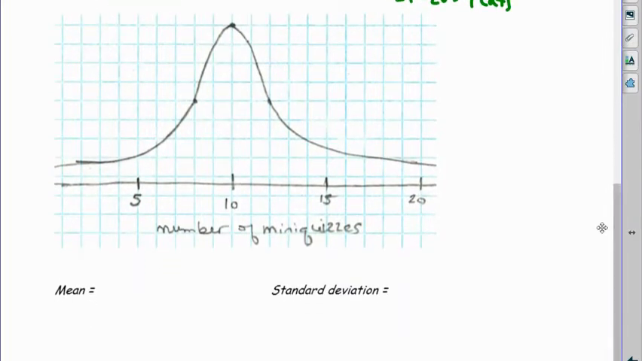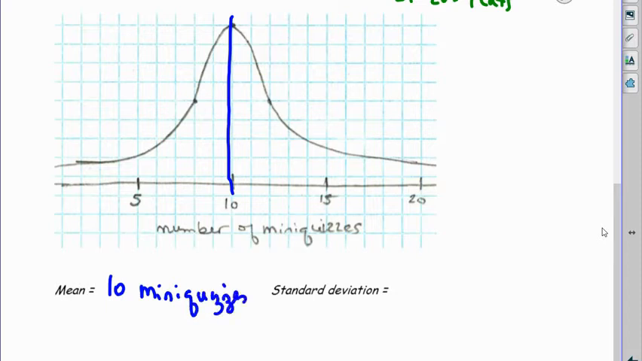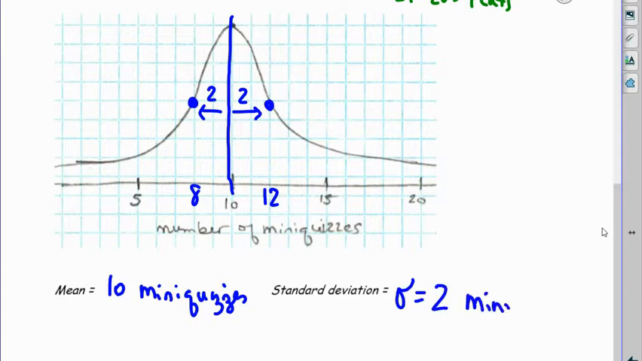And here's your number of mini quizzes coming up. I would say the mean number of mini quizzes, 10 mini quizzes. Love these mini quizzes. But the standard deviation, how far away is that point of inflection from the mean? And it looks like it's around, this is at about 12, and this one is at about 8. So regardless of which side you pick, it looks like my standard deviation is equal to 2 mini quizzes.